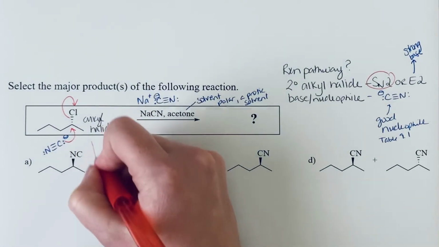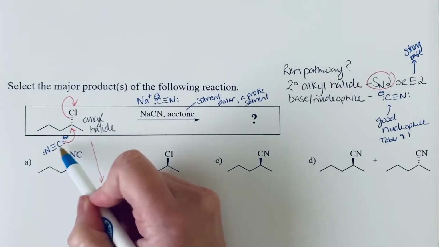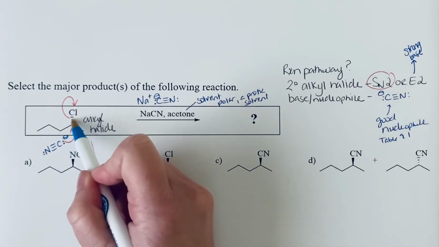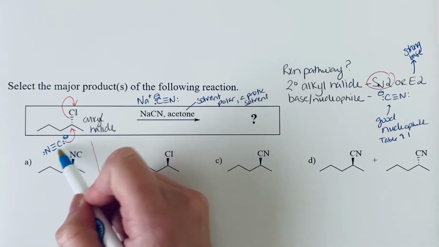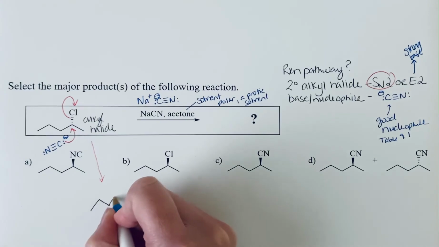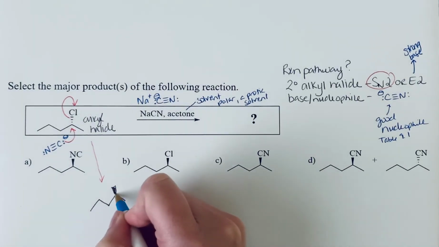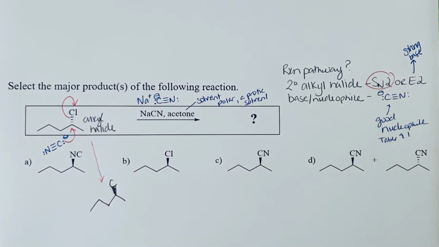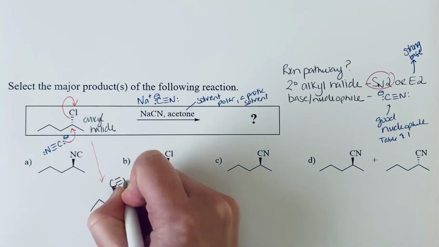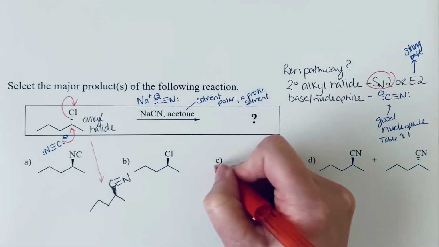Since it is approaching from the opposite side, that means that it'll be facing in the opposite direction. The chlorine was going into the plane of the page. The new bond to this carbon atom will be sticking out of the plane of the page. And so when we draw this, we want to make sure that our new bond is to the carbon atom. So we put the carbon atom there, and then we have the triple bond to nitrogen, which means that we are looking at option C.